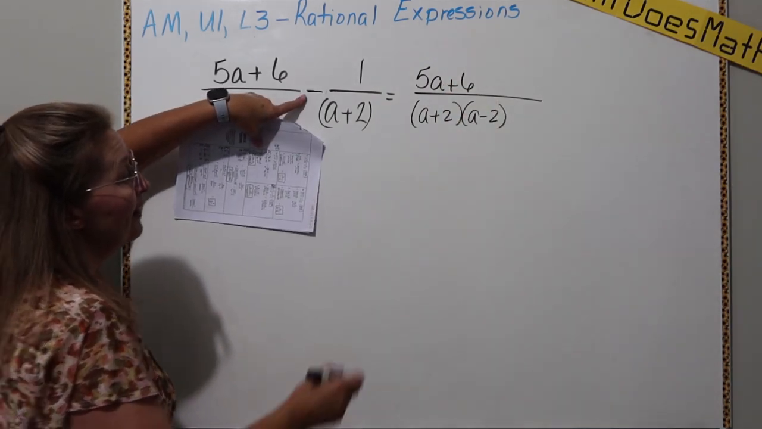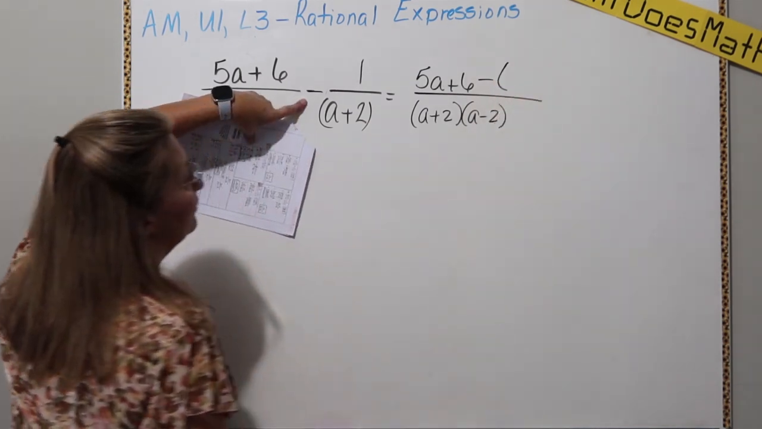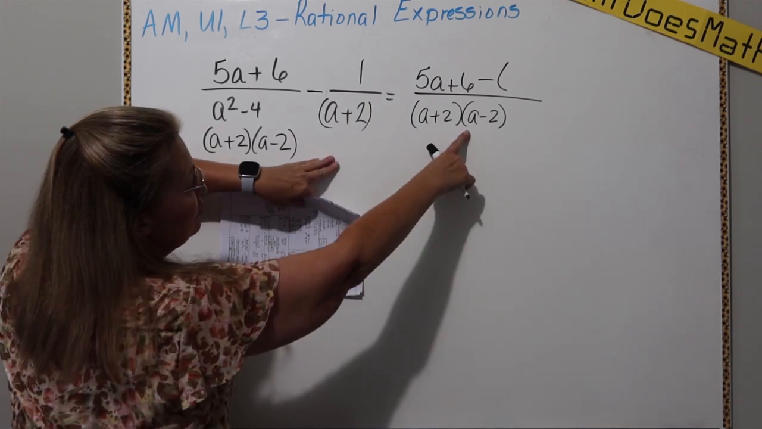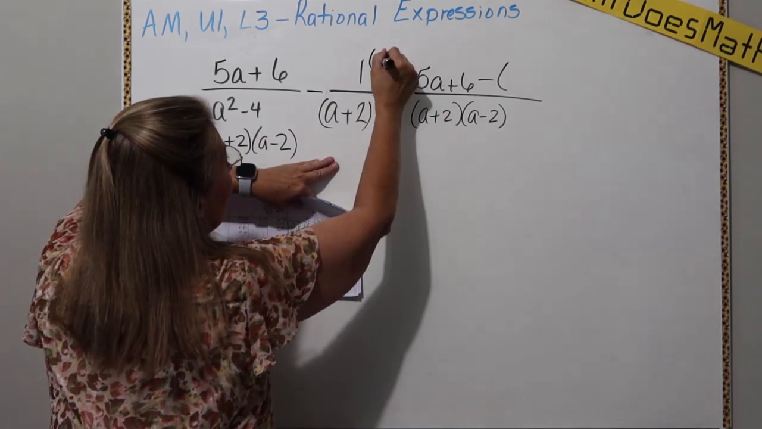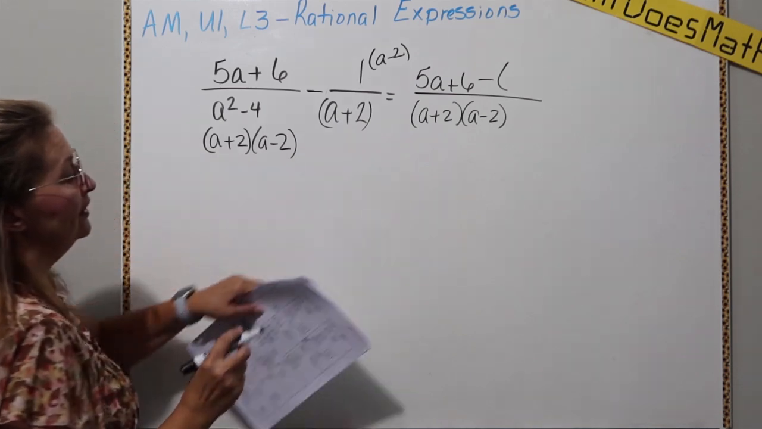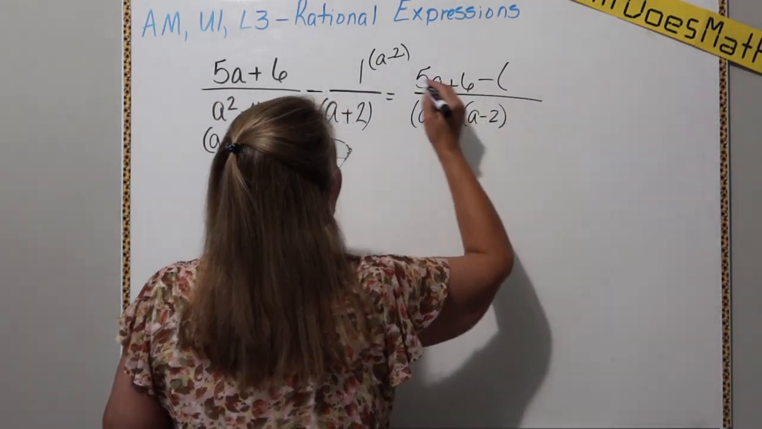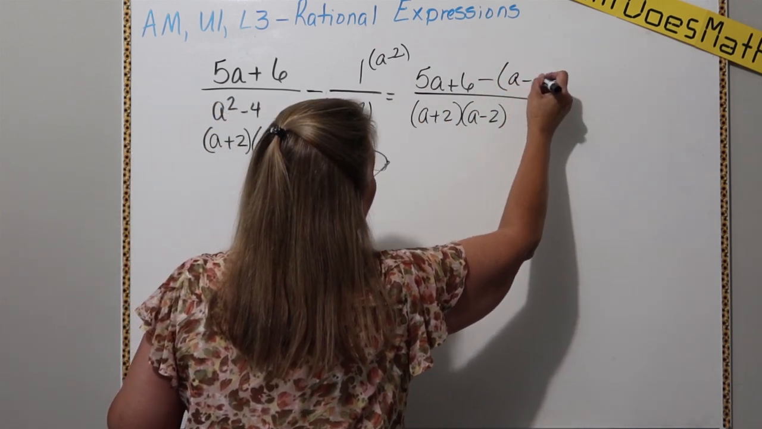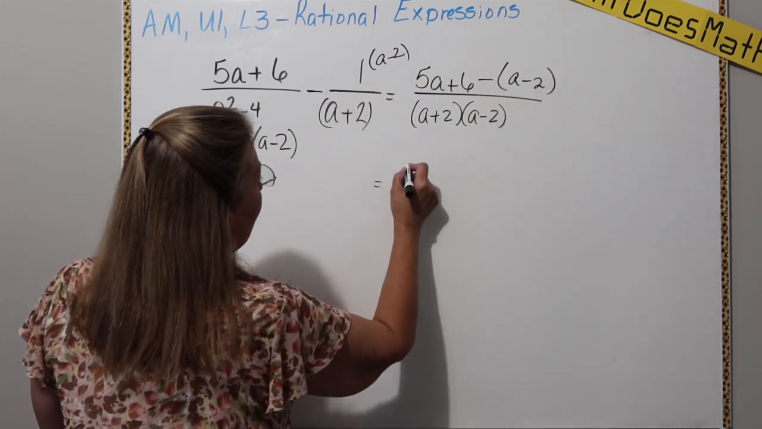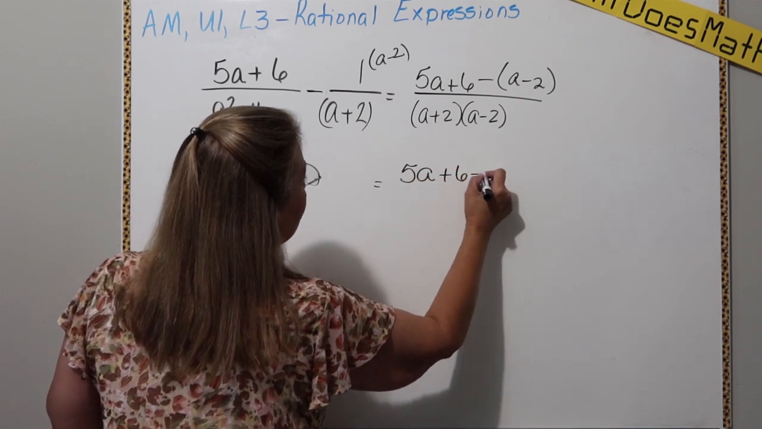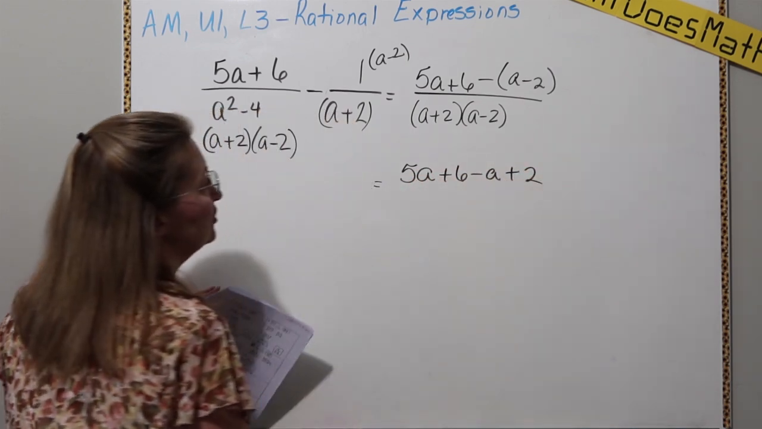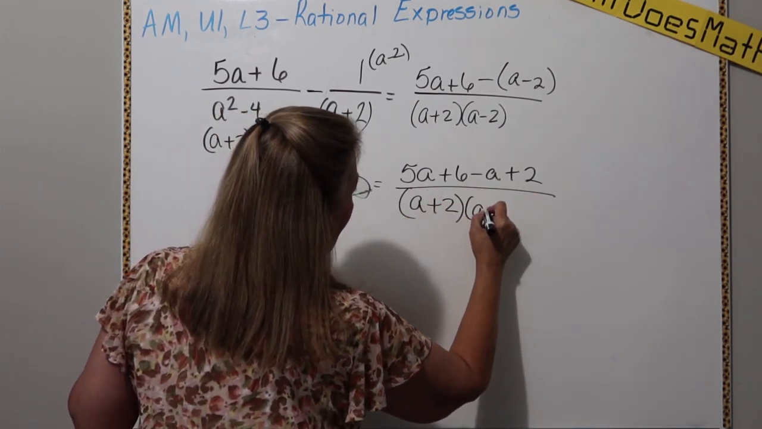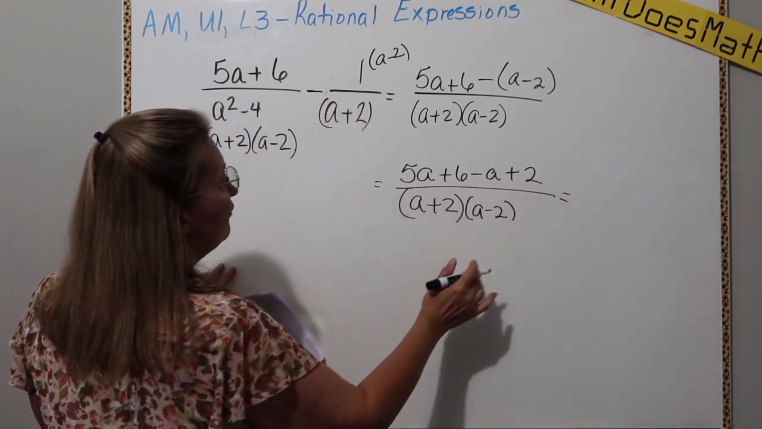Now, notice we got that minus sign here, so let's be careful. What changed between here and here? Well, we have an extra a minus 2, and we're going to multiply this 1 times a minus 2. So, what happens when you multiply 1 times a minus 2? Nothing. You get a minus 2. We just have to distribute that minus. So 5a plus 6 minus a plus 2 over a plus 2, a minus 2. All right, let's simplify this.